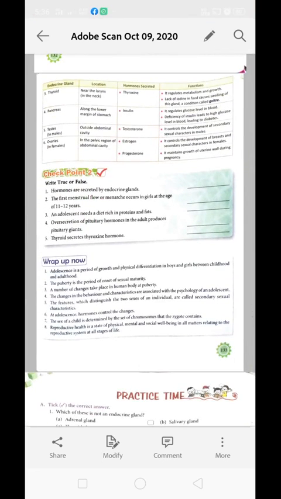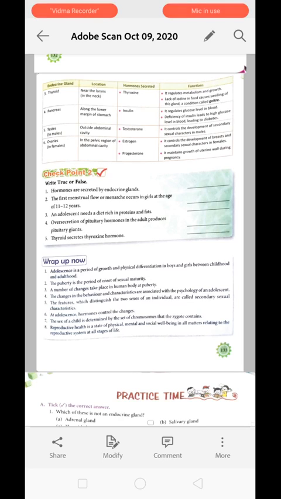Checkpoint 2. True or false? Hormones are secreted by endocrine glands. True. The first menstruation flow, or menarche, occurs in girls at the age of 11 to 12. Yes, true. Adolescents need a diet rich in protein and fat. No, they need a balanced diet. Understood? They need a balanced diet.